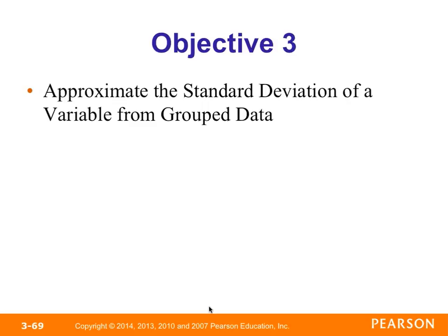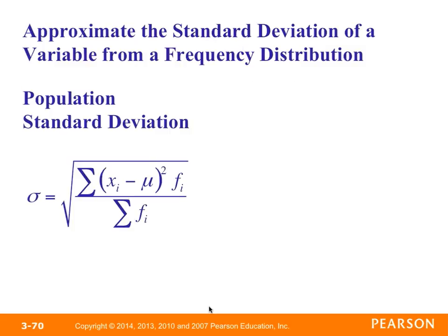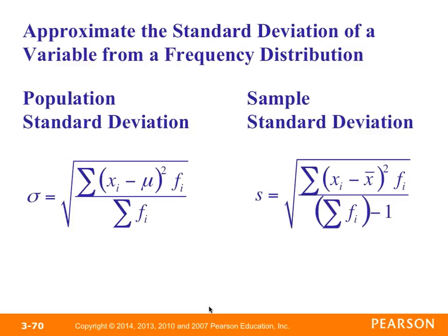Okay, objective 3 is to approximate the standard deviation of a variable from grouped data. In order to do this, you can either do it for a sample or a population. It's pretty much the same thing. You just take your xi's minus your mean, so it's either mu or x bar. You square those and multiply by their frequency, and then you add them all up. Then if you're doing population standard deviation, you divide by the sum of the frequencies. If you're doing sample standard deviation, you divide by the sum of the frequencies, but you subtract 1 from it.